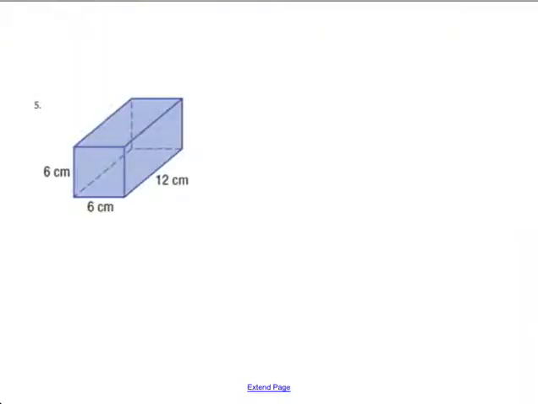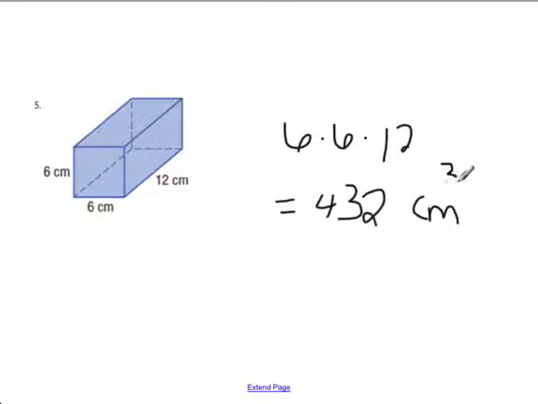Let's take a look at number 5. This is our rectangular prism, so we don't even have to do 1/2. All we have to do is our base times our height for the area. So we're going to do 6 times 6 for our base, times our height. All we're doing is 6 times 6 times 12, and what you end up getting is 432. Our label is centimeters, so it's going to be centimeters cubed.